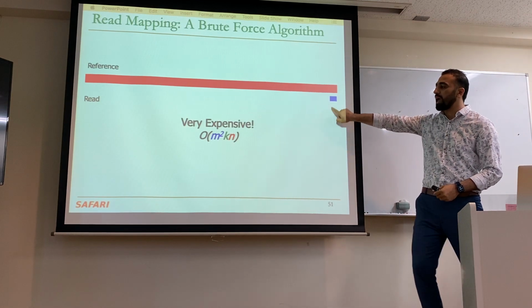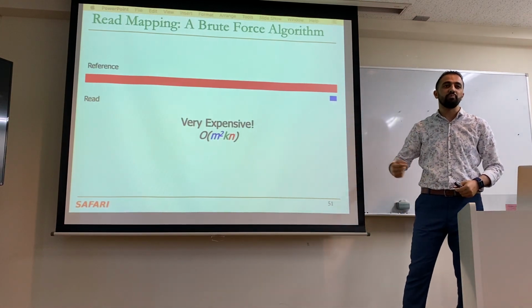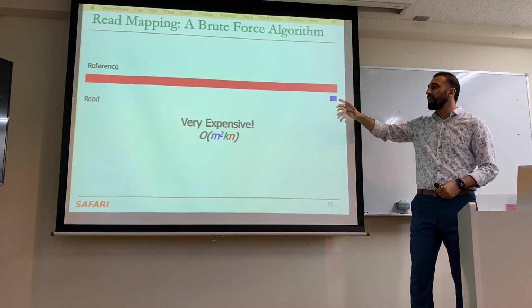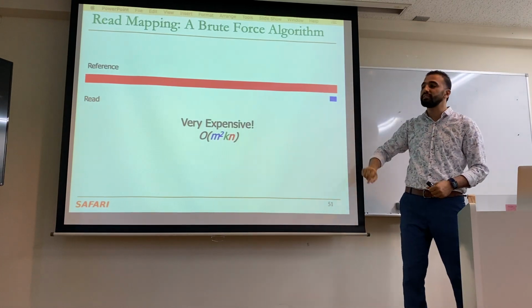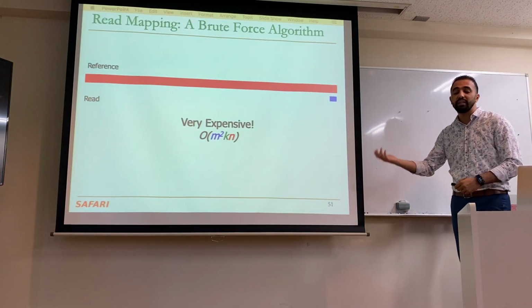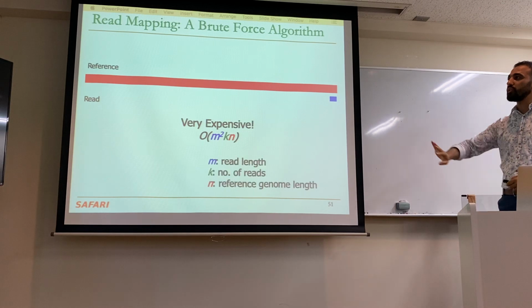And how many reads do we have? Let it be k, for example. So we have to bring all of these reads to map them to the reference. And how many locations do we check in the reference? N times, because we keep linearly scanning. So that's why it's really expensive to do so. So we don't follow this method.